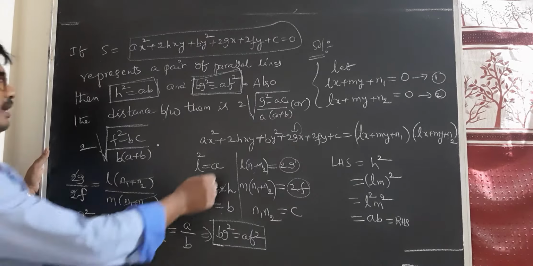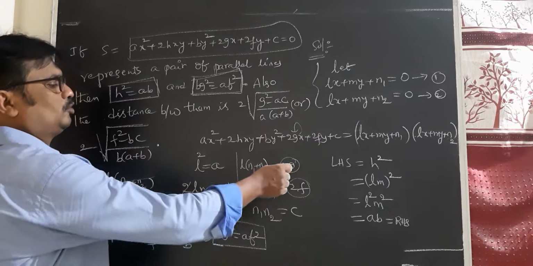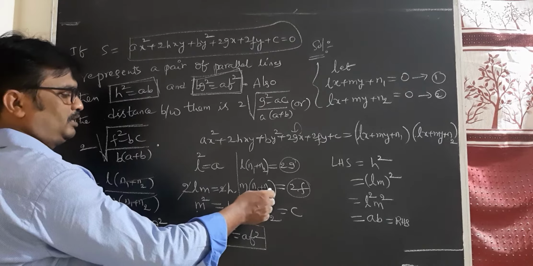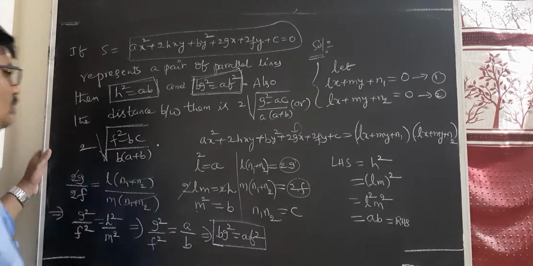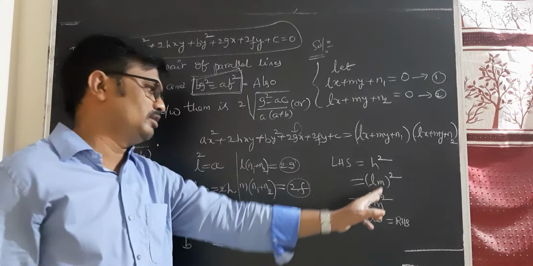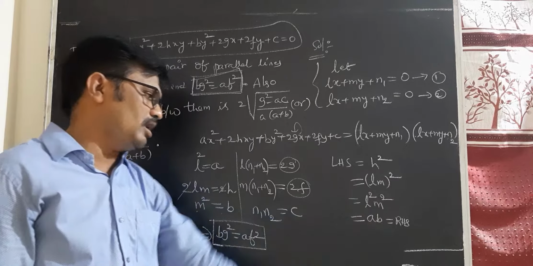We got small a equals L square, 2h equals 2lm, b equals m square, 2g equals L into n1 plus n2, 2f equals m into n1 plus n2, c equals n1 n2. First we take h square. That is, students, h square is lm whole square, L square m square. L square is small a, m square is small b.